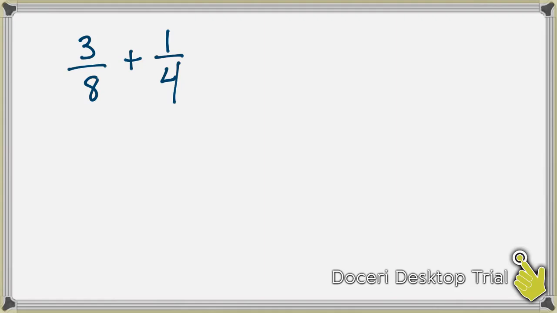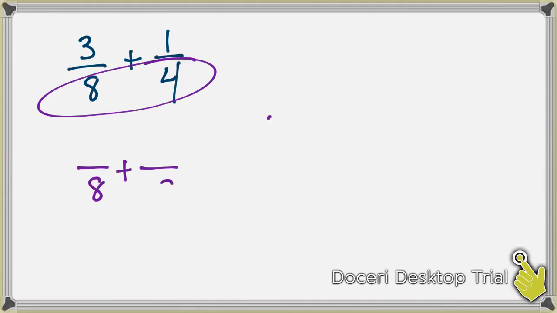All right, now that you've paused it and tried it, let's work on it together. So if you look at the denominators, they're not the same right now. Now, I'm always looking for the least common denominator, okay? So if I look at those two numbers, the least common denominator there, the smallest multiple that they have in common would be 8, okay?